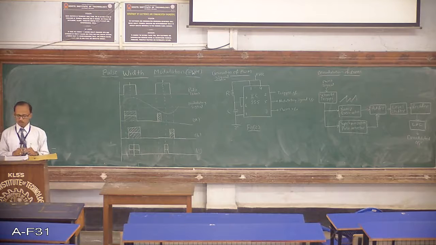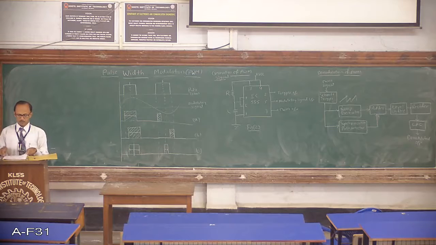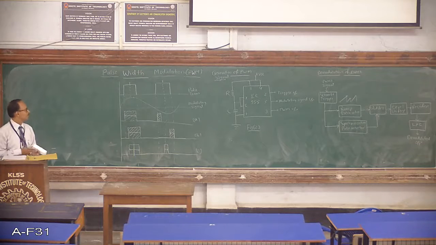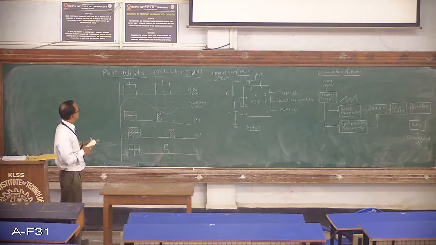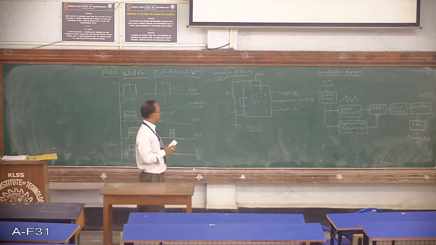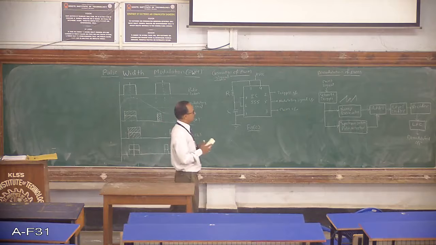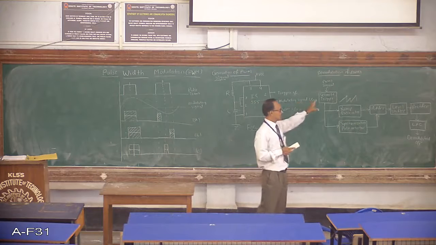Finally, the output of the rectifier is passed through a low pass filter to recover the modulating signal. So this simple scheme can be used for the demodulation of PWM waveforms. In this discussion, we have seen the concept behind pulse width modulation, that is PWM, and how exactly the PWM signal can be generated with the help of this simple circuit, and how exactly the demodulation of PWM can be done with the help of this block diagram.